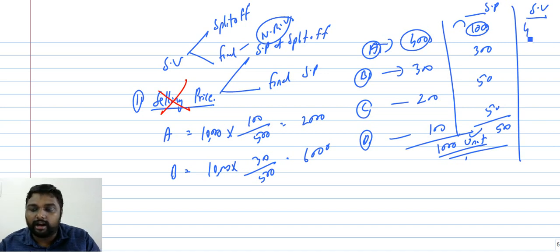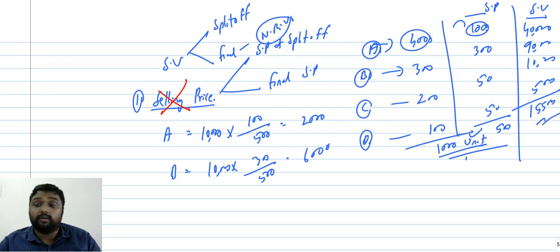For A, 400 into 100, we will get 40,000. Here 300 into 3 will come 90,000. Here 10,000. Here 5,000. So total, any thousand zero issue, don't worry on that. So let us make it 40, 90, 10, that is 1 lakh 55.